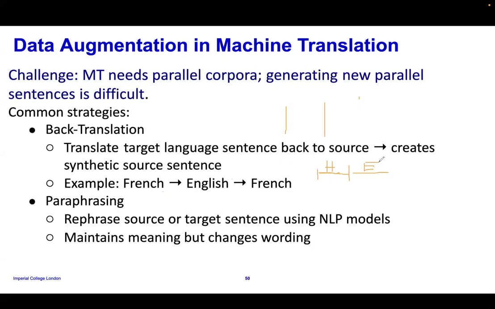How many sentences do I have here? I have parallel sentence one. This is Hausa, this is English. So back translation is that I can take this English that I have translated and now translate it back to Hausa. Can you see that? Now this English is translated back to Hausa. So you can see now I have another sentence in Hausa.